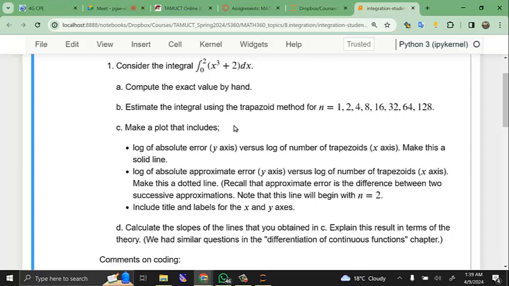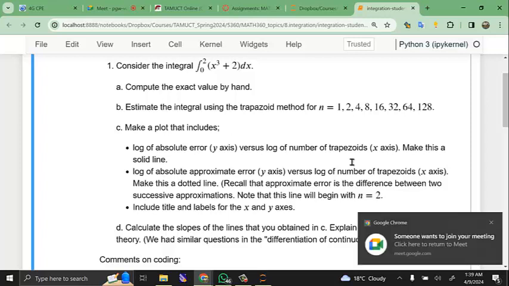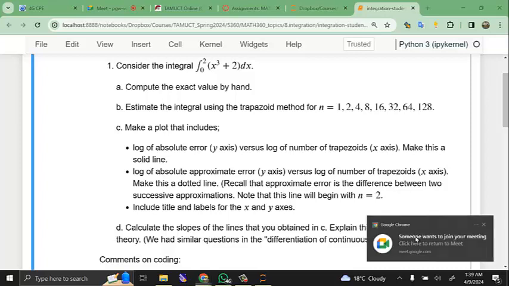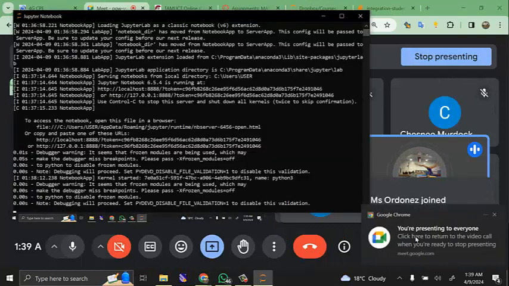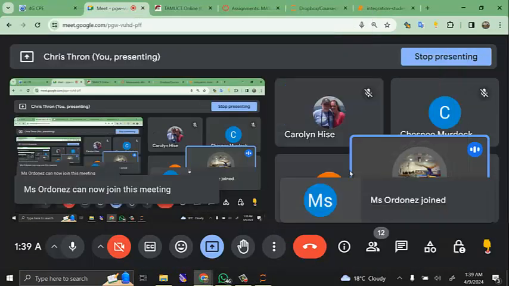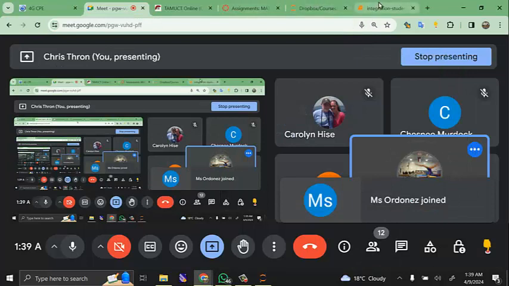Okay, so make a plot that includes the following. I don't know why it's doing that. It should join automatically. Right, but I guess I have to be in Google Meet to make it join automatically. All right.